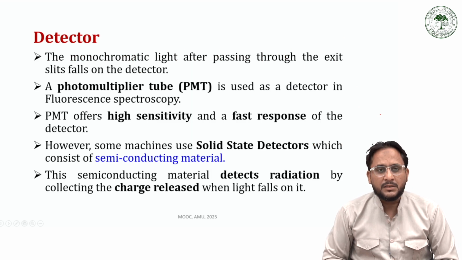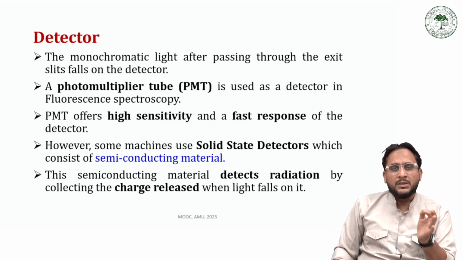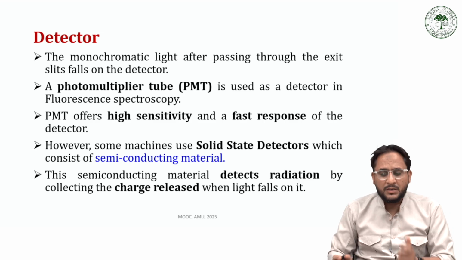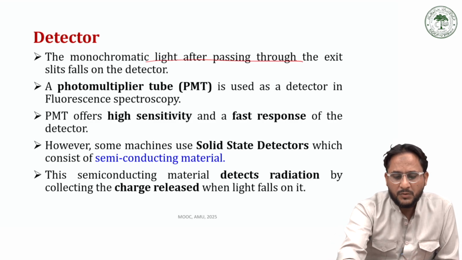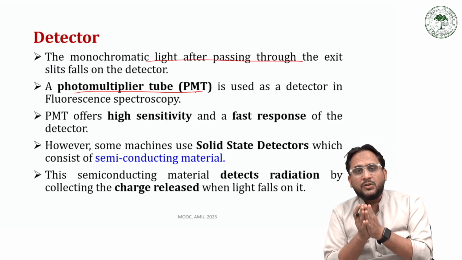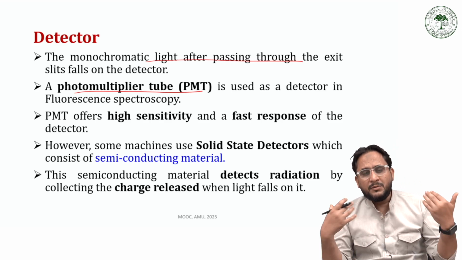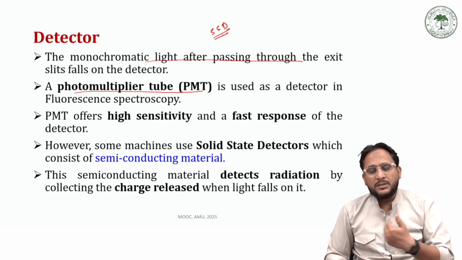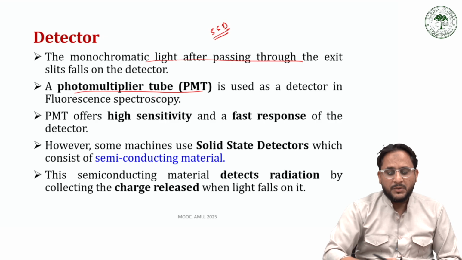Then comes the detector. Light after passing through the monochromator, or I should say more correctly the emission monochromator, falls on the photomultiplier tube, which is used as a detector. And if a photomultiplier tube is not used, or in case of multiple element analysis, we use solid state array detectors, which I am going to discuss later. First we discuss the photomultiplier tubes here.